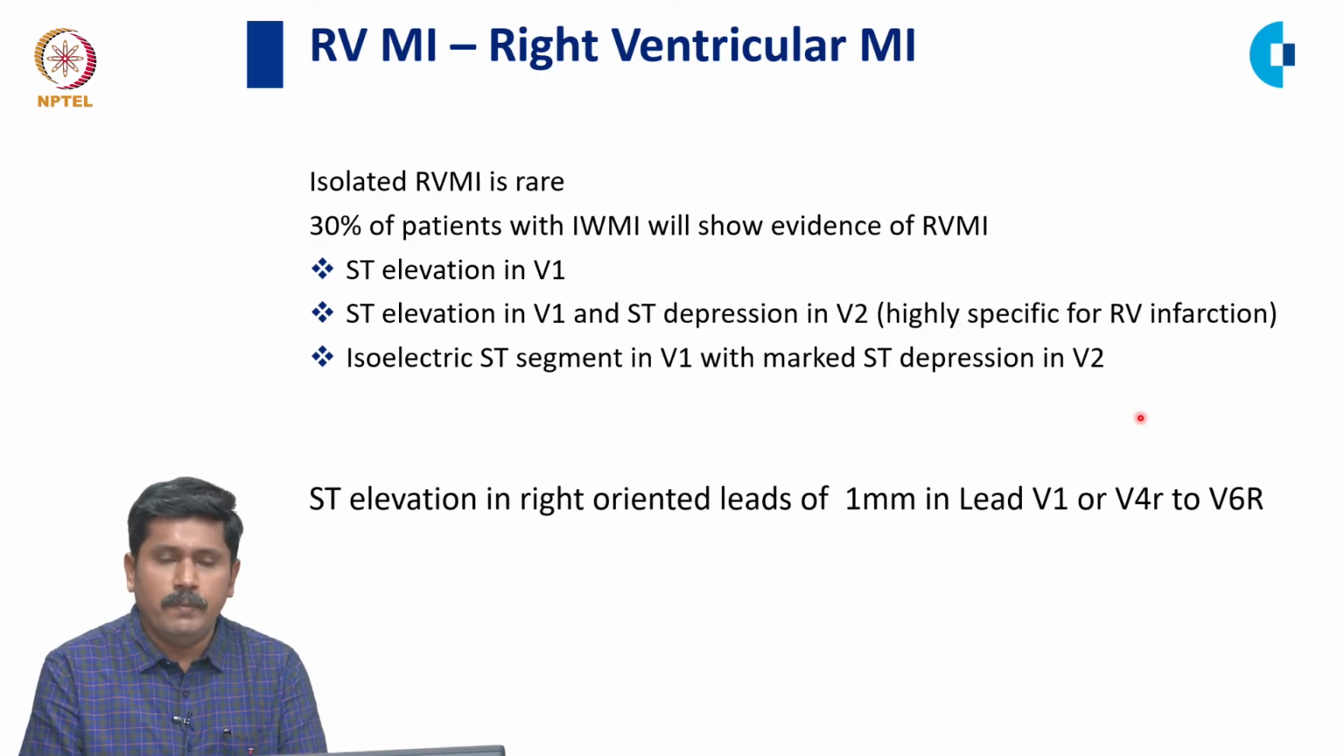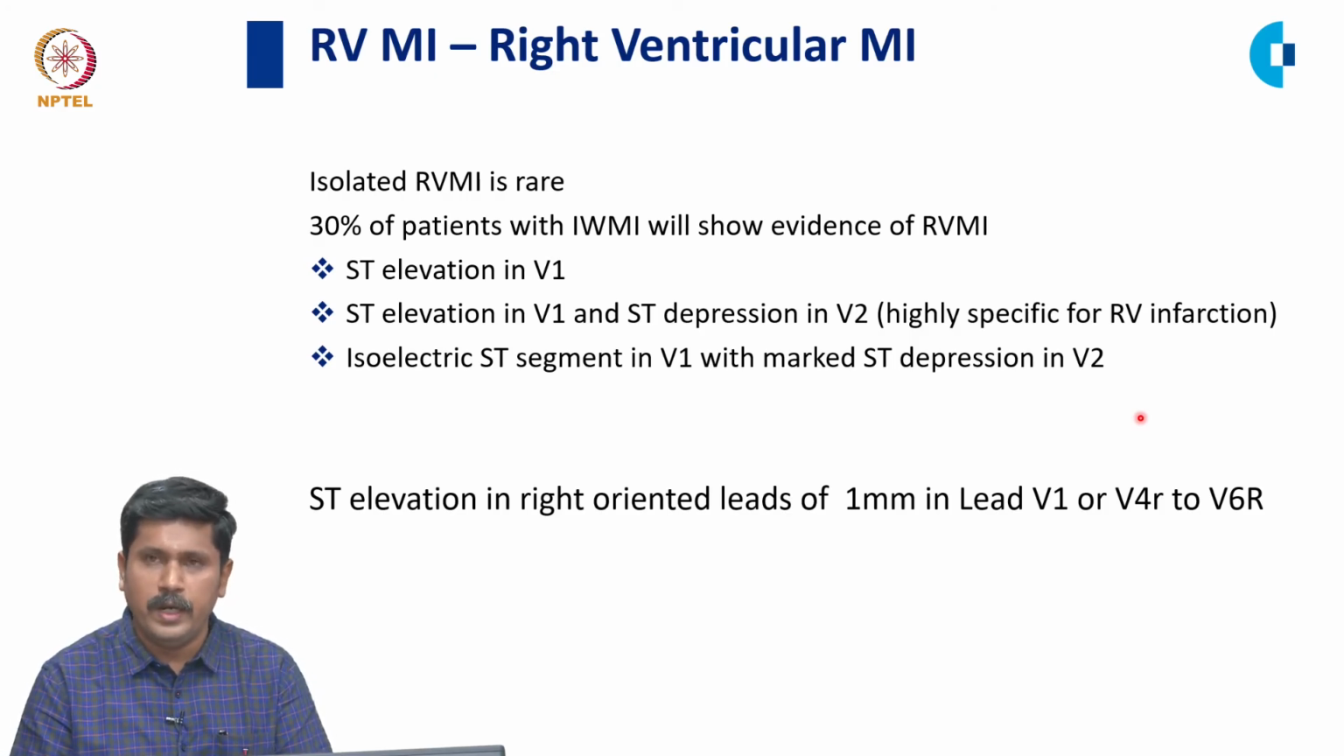So, isolated RVMI is rare. 30% of the patients with an inferior wall MI will show evidence of an RV myocardial infarction. So, how to diagnose an RVMI? If we have a right-sided lead, any ST elevation of more than 1 millimeter in V1 or from V4R to V6R indicates the involvement of the right ventricle. Or we can identify it in the precordial leads with the presence of an ST elevation in V1, or ST elevation in V1 and ST depression in V2, which is highly specific for RV infarction, or an isoelectric ST segment in V1 with marked ST depression in V2.